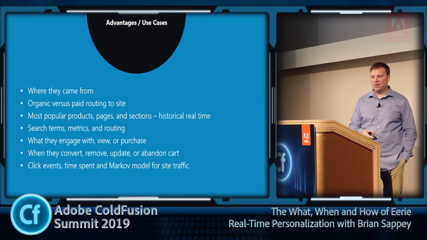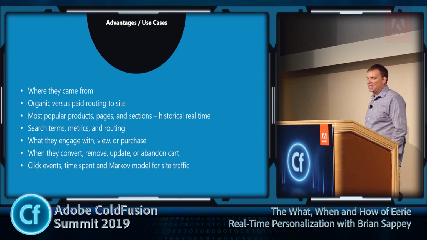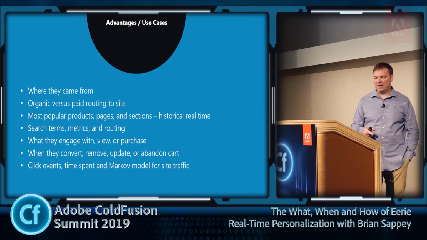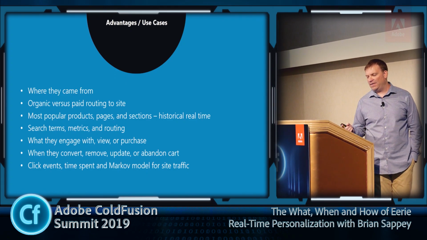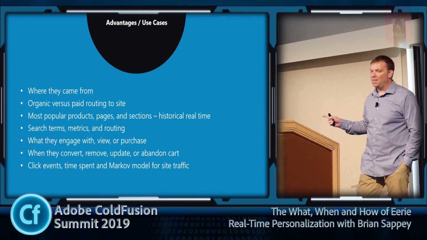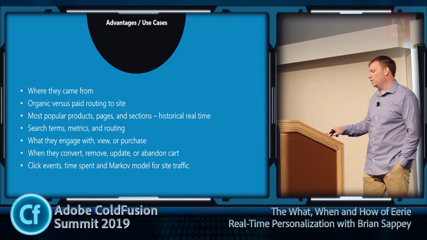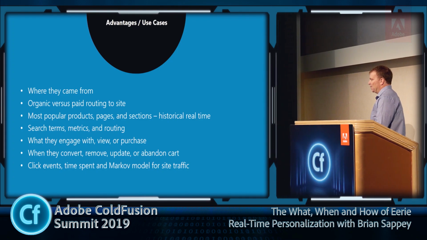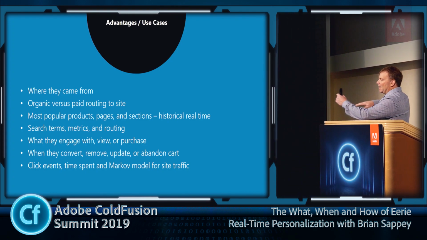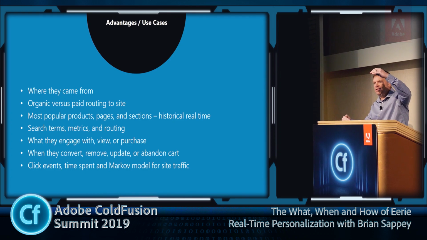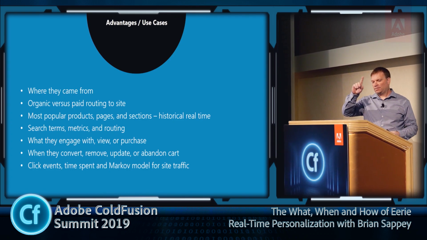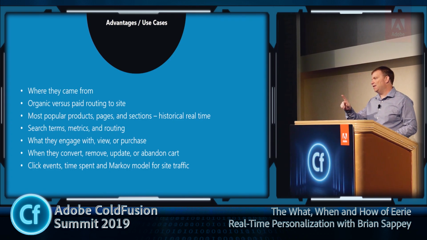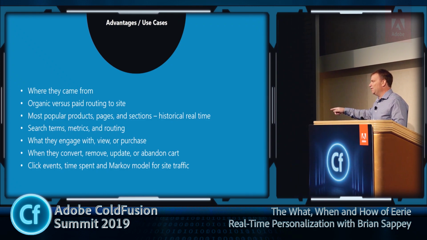You can track conversions, removing products, updating products, abandoning their carts, whatever the case may be, and all click events, time spent, and Markov modeling for site traffic. Now that's getting into more of the data science, but one thing I want to touch on, the Markov modeling is very interesting. I don't know if you've ever seen an XY graph, like a heat map, with dark spots, and pages on the X and pages on the Y. And you can actually see the propensity or probability of them moving from one page to another.